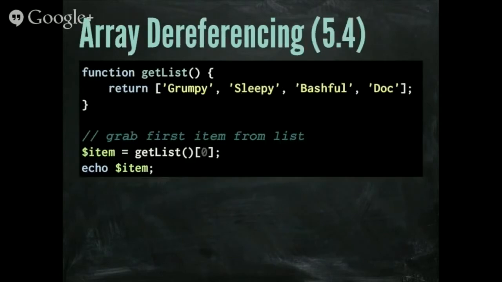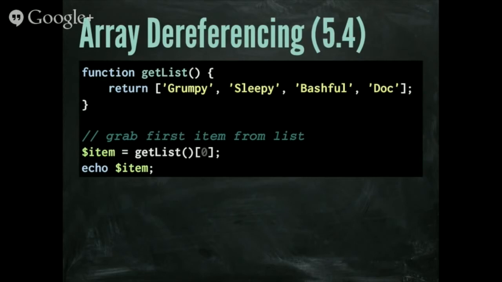Okay, to some syntax examples then. 5.4 introduced array dereferencing. I have a function here called getList. It returns an array. We have short array notation, and my slide for that is in a couple of slides' time. But you see on the second line this return, and it just has square brackets. That's the same as an array with round brackets. So it's making an array with those four elements in it.